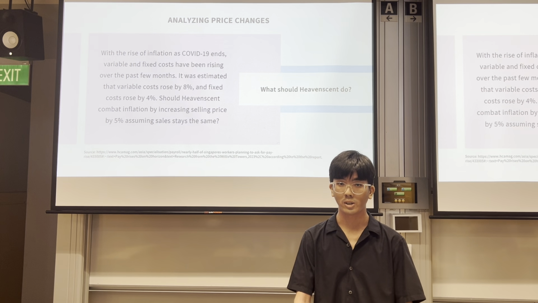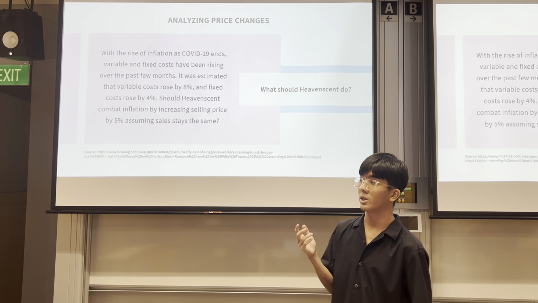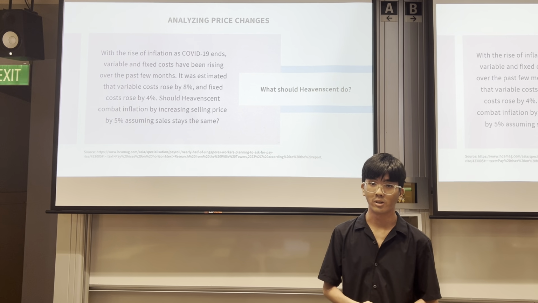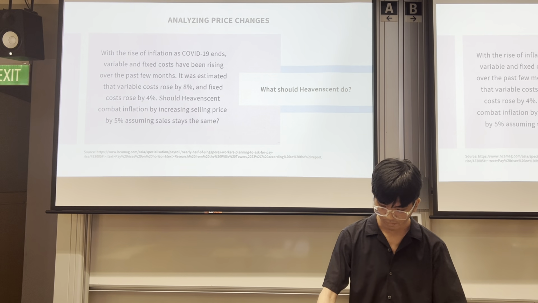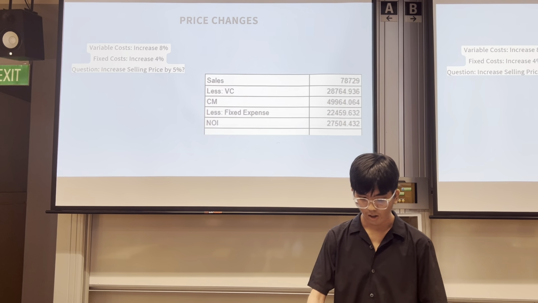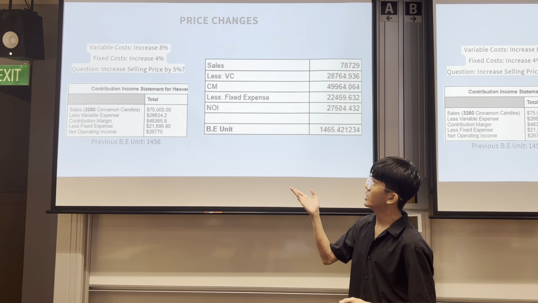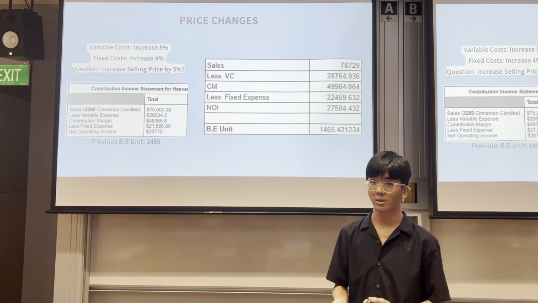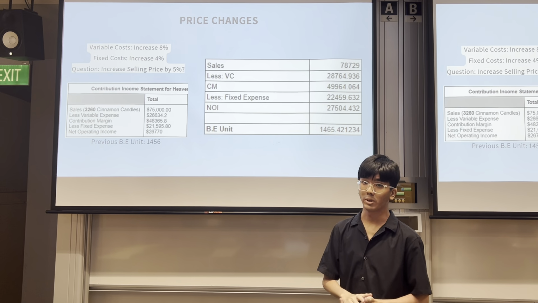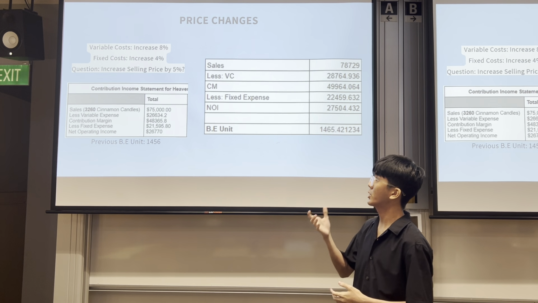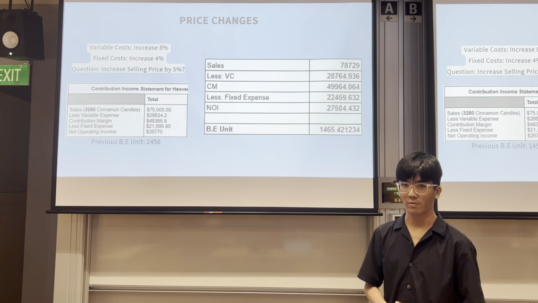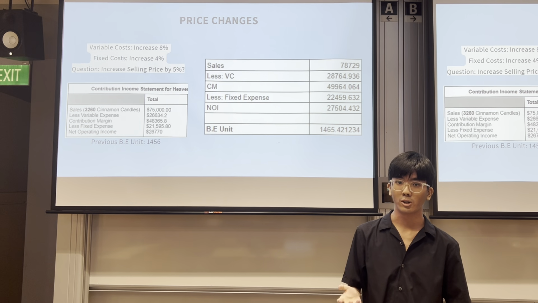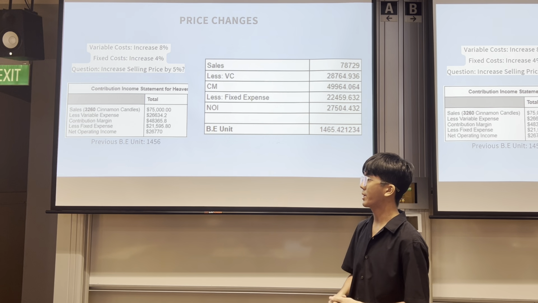So now the question here is whether Heavenscent should actually increase their selling price by 5% to actually combat inflation, assuming that price stays the same. So on the left, we can actually see the part highlighted would remind us of the increase in percentage of the cost. So that would be 8% for variable, 4% for fixed, and the question is whether to increase the selling price by 5%.